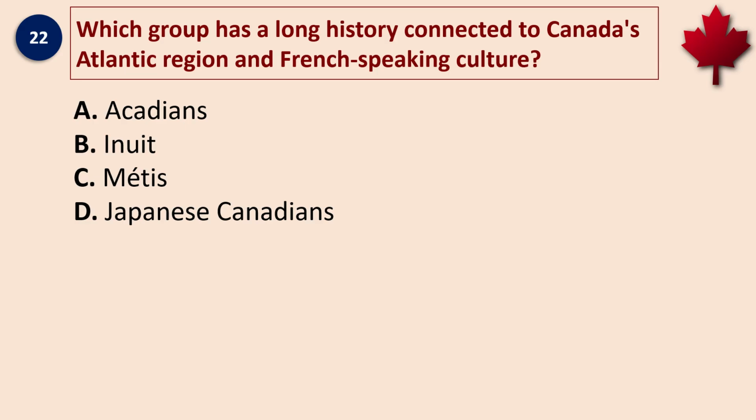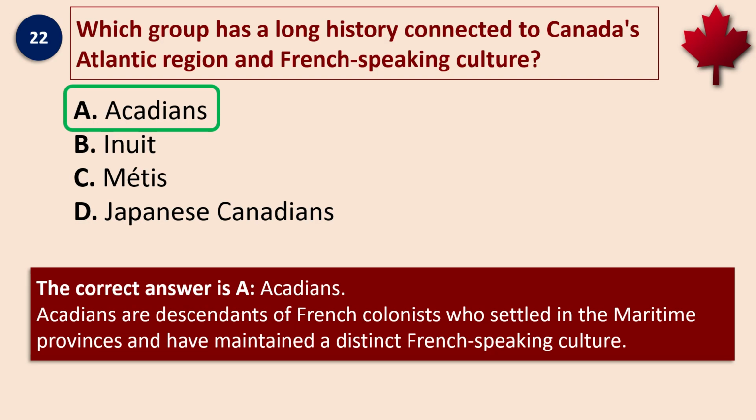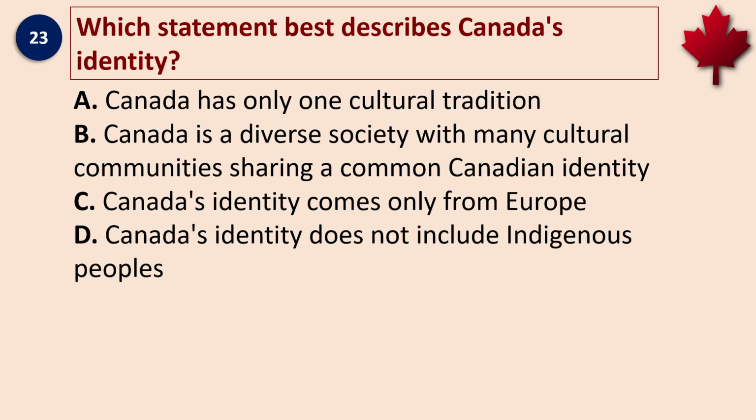A. Acadians. B. Inuit. C. Métis. D. Japanese Canadians. The correct answer is A. Acadians. Acadians are descendants of French colonists who settled in the maritime provinces and have maintained a distinct French-speaking culture. Which statement best describes Canada's identity?